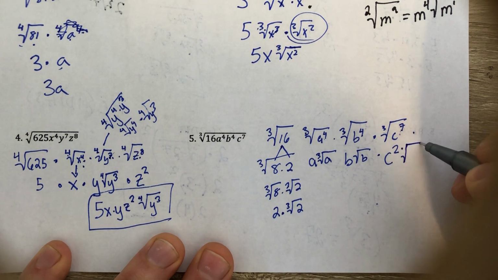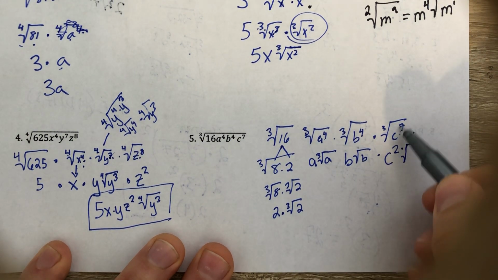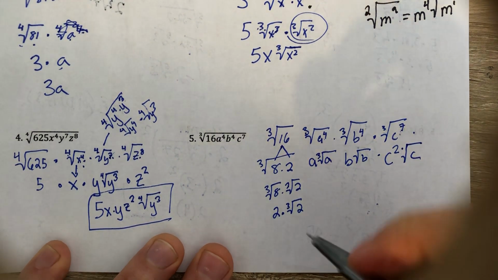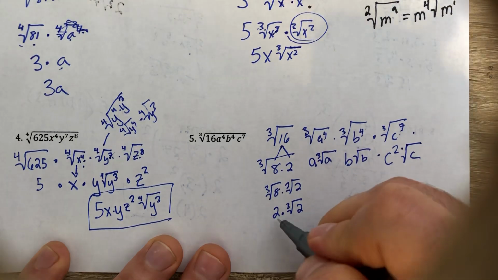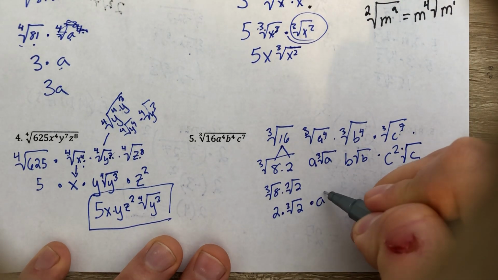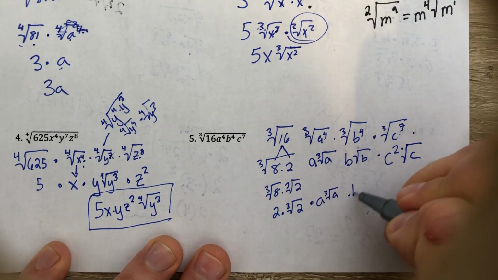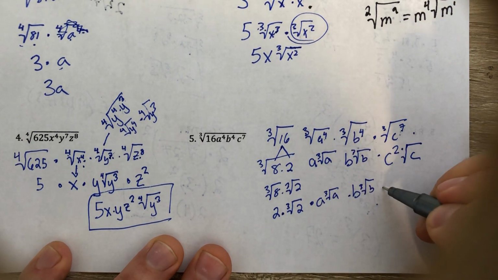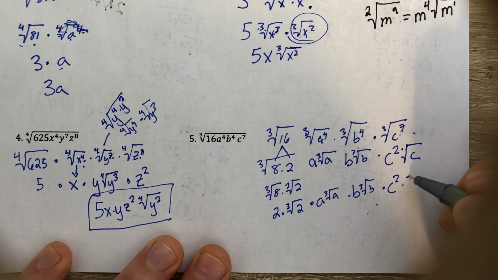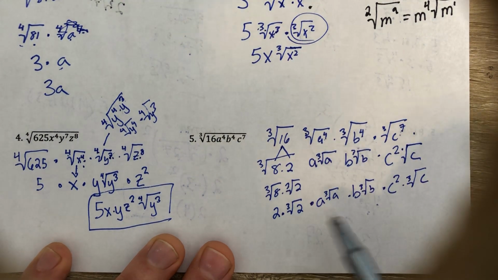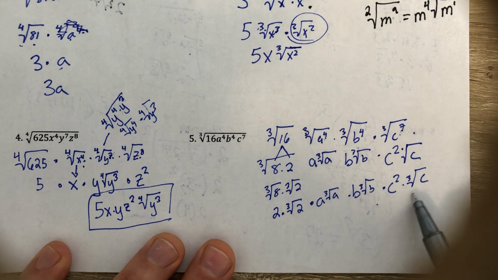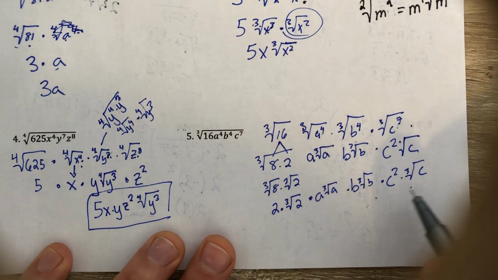And what is left? Well, if it went in twice, that was 6. So that's a remainder of 1. 1 c is left on the inside. So writing these all together, I now have a times the cube root of a, times b times the cube root of b, times c squared times the cube root of c. How we finish these is we take all of the terms that are in the cube roots and put them back together, and all of the terms that aren't.